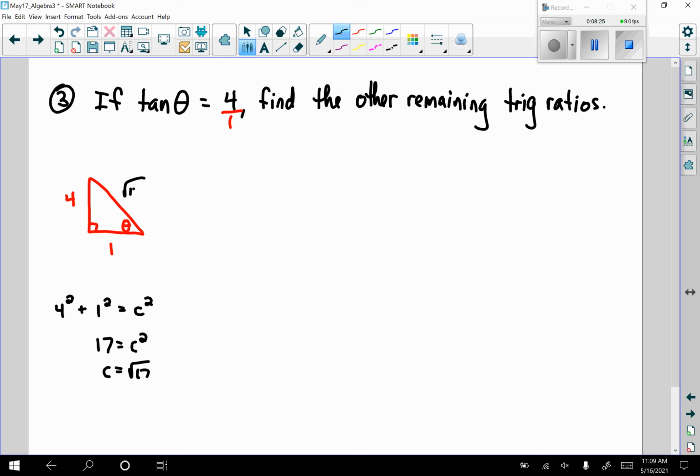So our hypotenuse here. All right, so let's write out sine theta is equal to opposite over hypotenuse, so that's 4 over radical 17. And hopefully you guys can visualize this, or if not, you could write it out. But if we multiply top and bottom by radical 17, this just becomes 4 radical 17 over 17.